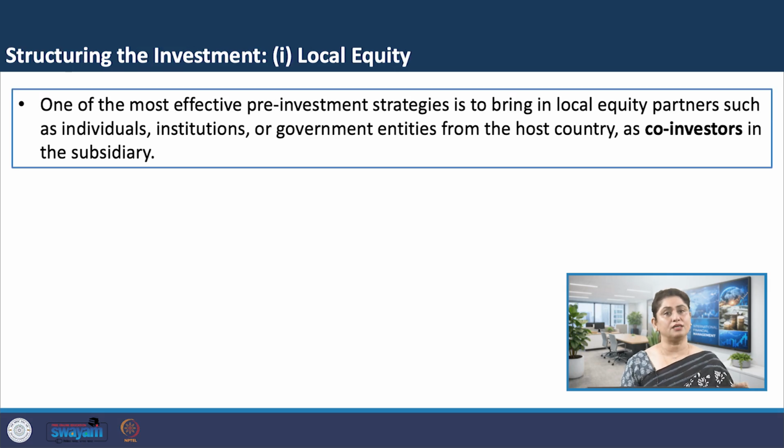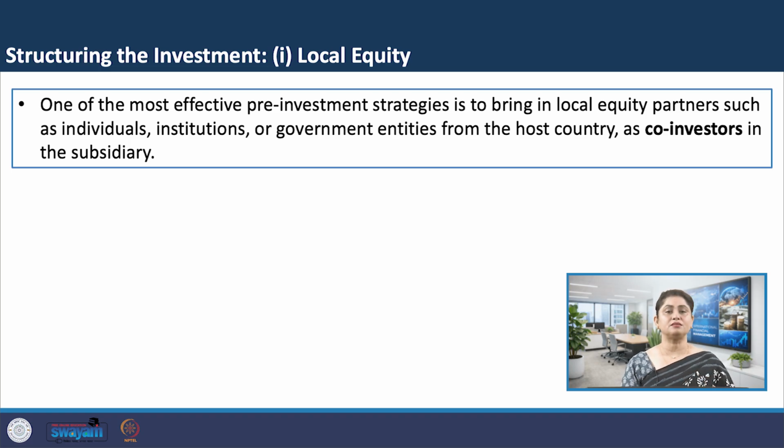The first structuring strategy is local equity participation. This involves bringing in local equity partners, such as individuals, institutions, or government entities from the host country itself, as co-investors in the foreign subsidiary. The idea is simple. When citizens or institutions of the host country have a financial stake in the foreign subsidiary, their interests are aligned with the firm's interest.